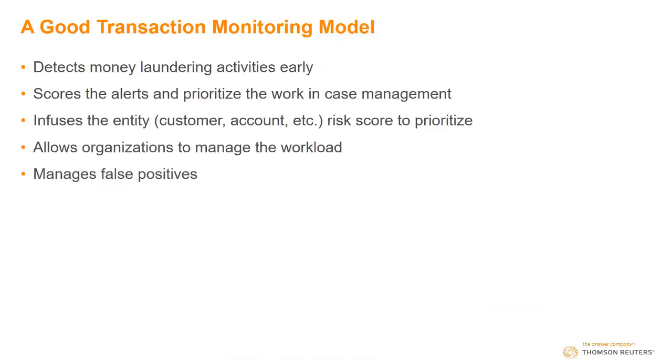A good transaction monitoring model, I would think, detects money laundering activities early, not long after the fact when you're just going ahead and reporting. A really solid model looks at how we can get early detection into play, how we can look at symptoms of things that could be a big problem for you later, and allows you to score and prioritize the work. So in terms of your workflow automation and your case management, you can look at the highest risk items first.